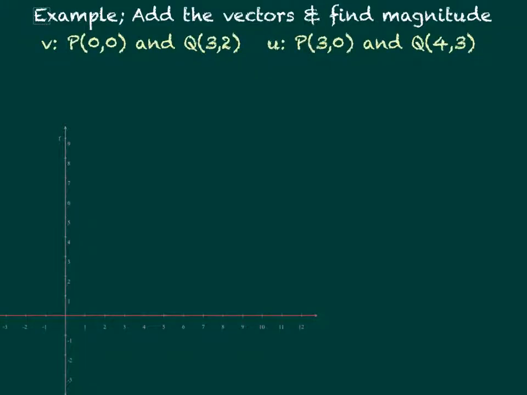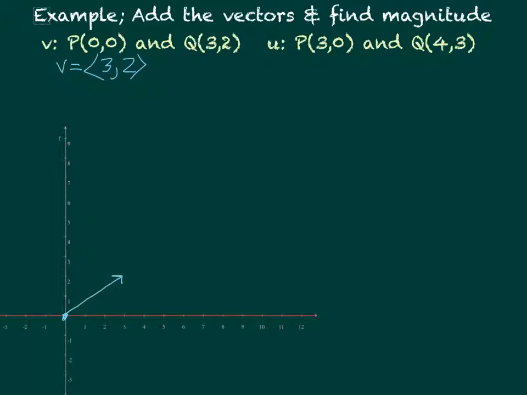Alright, so with an example here, we're going to add the vectors and find the magnitude. The first thing we're going to do is find vector v. Vector v is going to equal 3 minus 0, which is 3, 2 minus 0, which is 2. Now I'm going to draw vector v where it's supposed to be. Its initial point was at 0, 0, and its terminal point is at 3, 2. If I draw that vector, it's going to look like that.